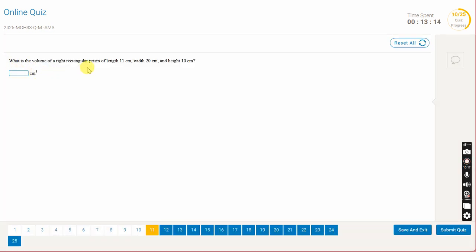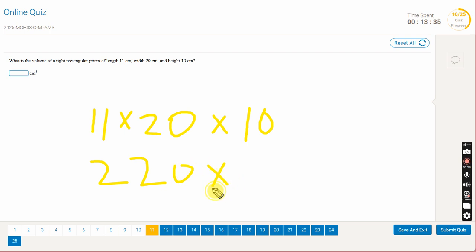So what is the volume of a rectangular prism of length 11 centimeters, width 20 and height 10? Again, you'll do the same thing: 11 times 20 times 10. What does that give you now? When you multiply 11 times 20, you get 220. And then multiplied by 10, you'll get 2200.